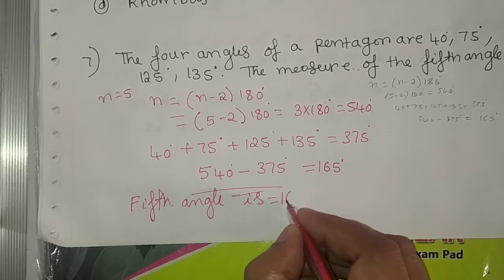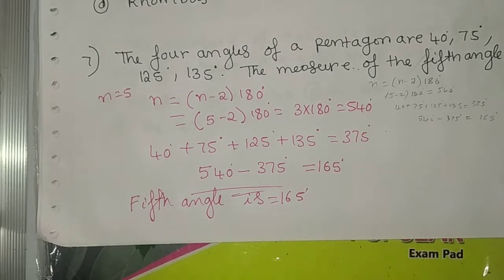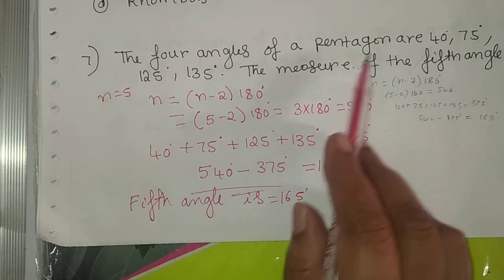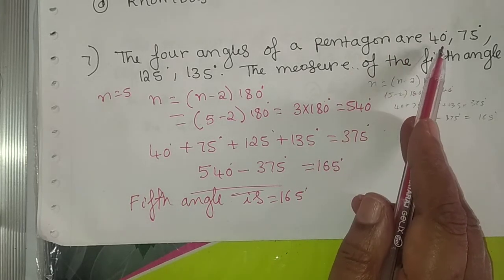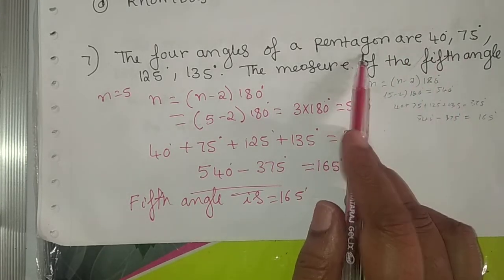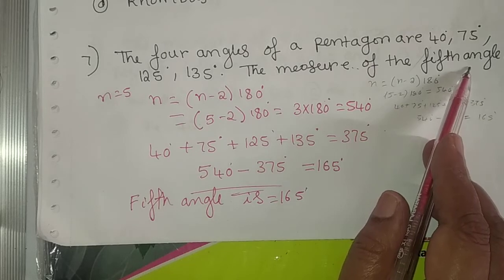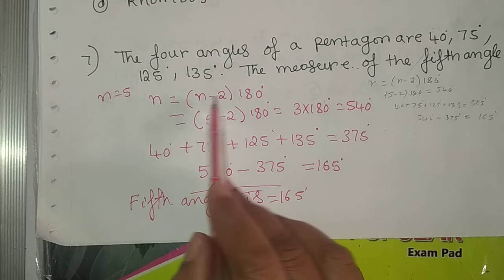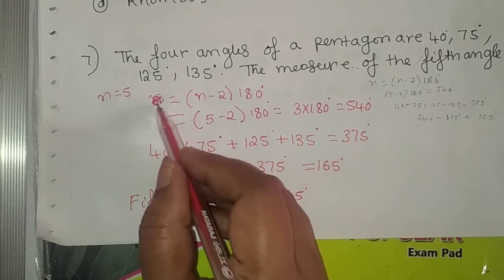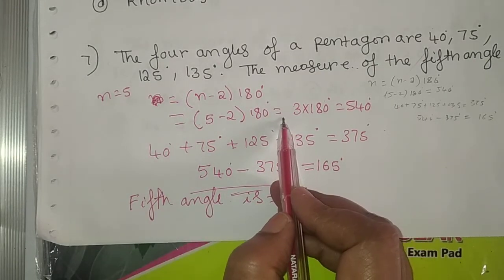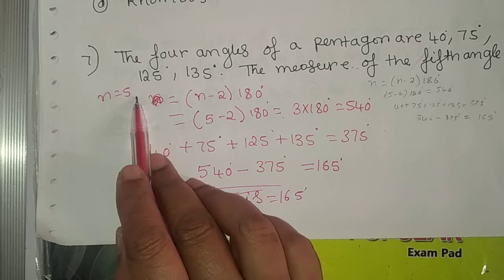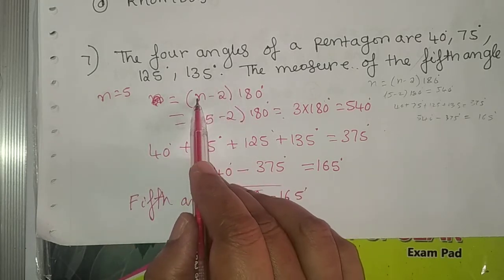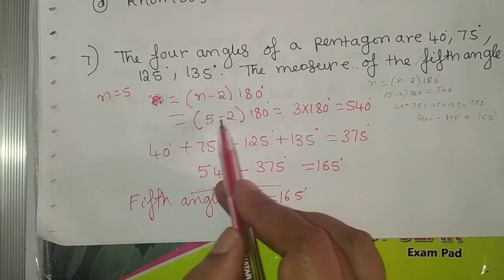Once again I'll explain how to calculate the fifth angle for the pentagon having 5 sides, but given angle is only 4. We have to find out the fifth angle. For this, first take the formula, for finding the sides, first take n equal to 5. Then we have this formula, n minus 2 into 180.